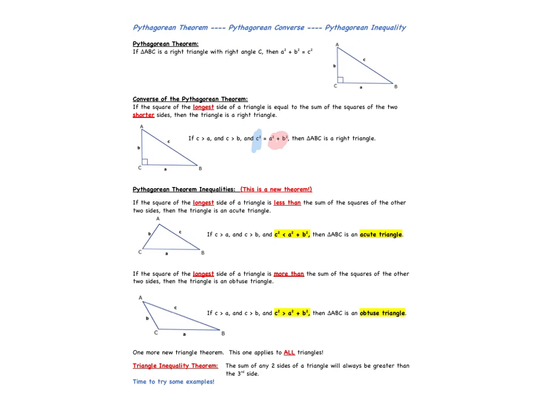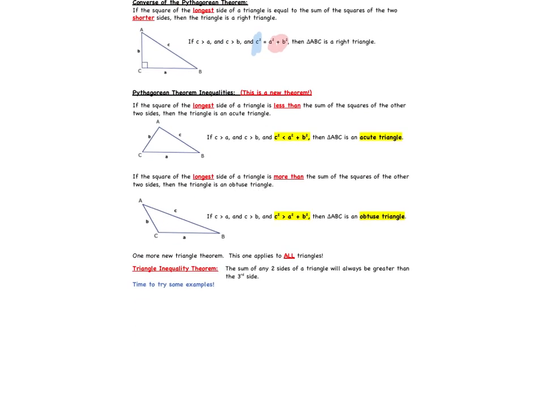Now, the inequalities, this is a new theorem, because when you take the longest side, it's not always necessarily going to be equal to A squared plus B squared. So if you get that the longest side, C squared, is less than A squared plus B squared, less makes you think small, it's an acute triangle. Not all triangles are right. Now, if you take the longest side, C squared, and it's greater than A squared plus B squared, great, big, obtuse. It's going to be an obtuse triangle.